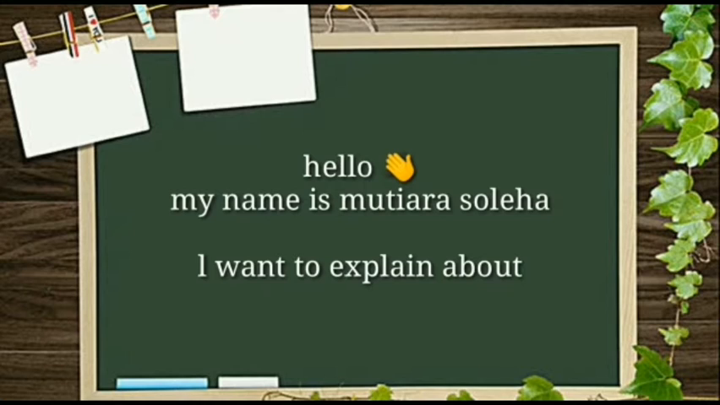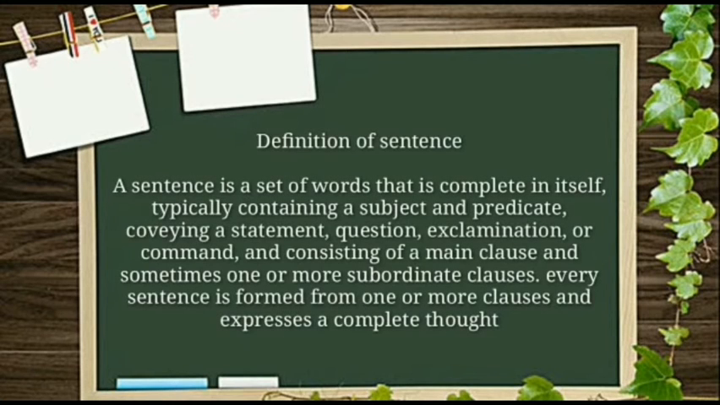Hello, my name is Mutiara Soleha. Here, I want to explain about sentence. Definition of sentence. A sentence is a set of words that is complete in itself, typically containing a subject and predicate, conveying a statement, question, exclamation, or comment, and consisting of a main clause and sometimes one or more subordinate clauses. Every sentence is formed from one or more clauses and expresses a complete thought.